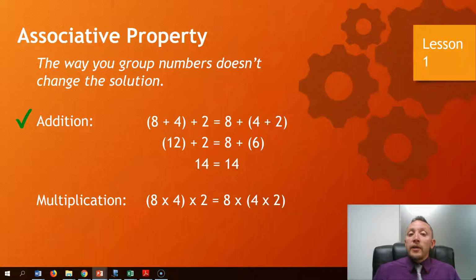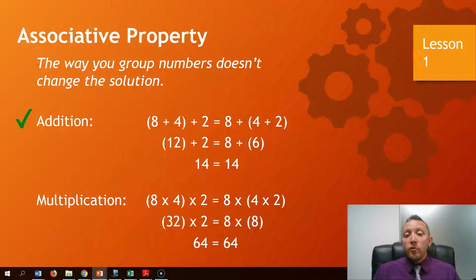So here we have, again, 8 times 4 being done first, and then we're going to multiply by 2. On the right side of the equation, we have 8 times the quantity 4 times 2. So what we're trying to see is, does the left side equal the right side? If we do order of operations inside the parentheses, we would get 8 times 4 is 32, and then we would have to multiply that times 2. On the right side, we'd have 4 times 2, which is 8. So now we're going to have 8 times 8 on the right. And if you notice, both of those end up equaling 64.